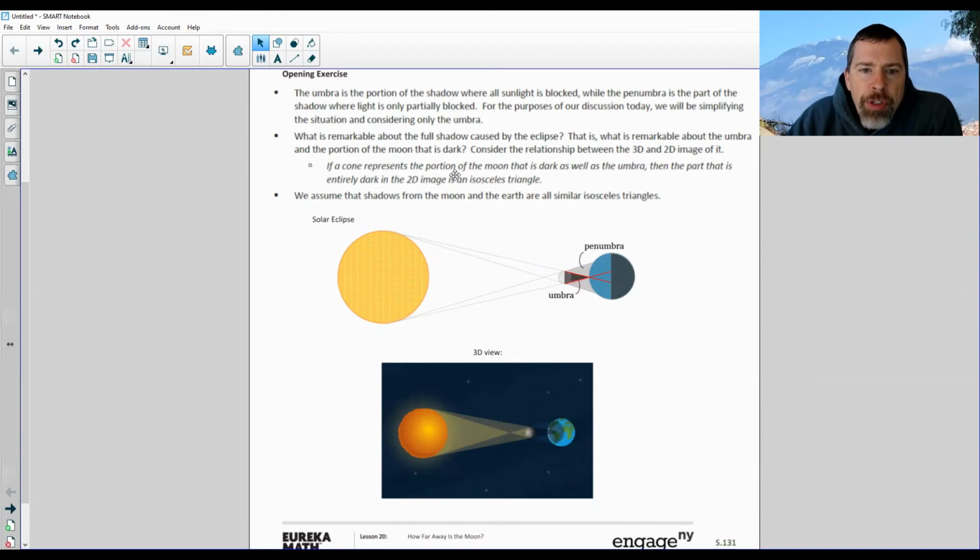So if a cone represents the portion of the moon that is dark as well as the umbra, then the part that is entirely dark is a 2D image, which is an isosceles triangle. Okay, so obviously the distance from one side of the moon to the location on Earth is the same as the other side of the moon to the location on Earth. So we assume that the shadows from the moon and the Earth are all similar isosceles triangles.